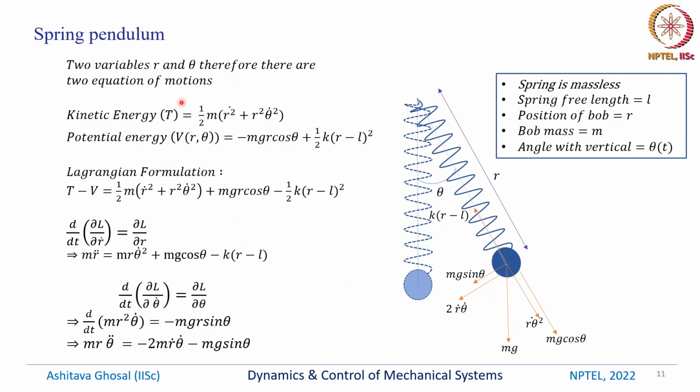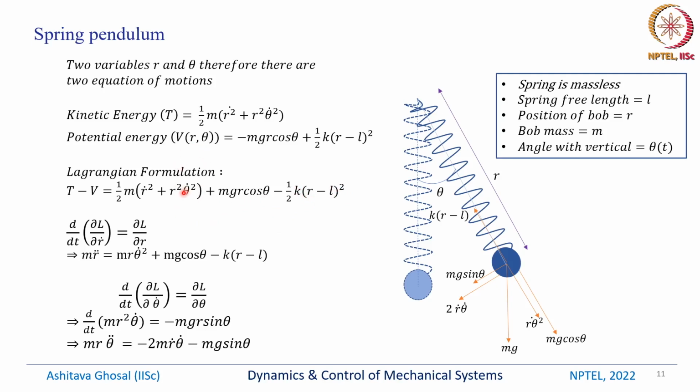So we have the kinetic energy and we have the potential energy. The Lagrangian is then kinetic minus potential energy. In this case, we are denoting kinetic energy with T and potential energy with V. The potential energy is a function of both r as well as theta. So the Lagrangian is half m times r dot square plus r squared theta dot square, plus mg r cos theta, minus half k r minus L whole square.